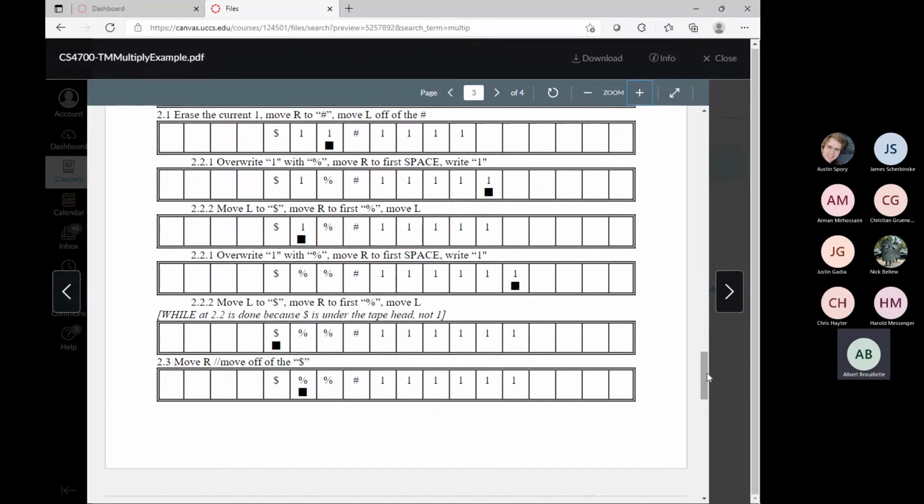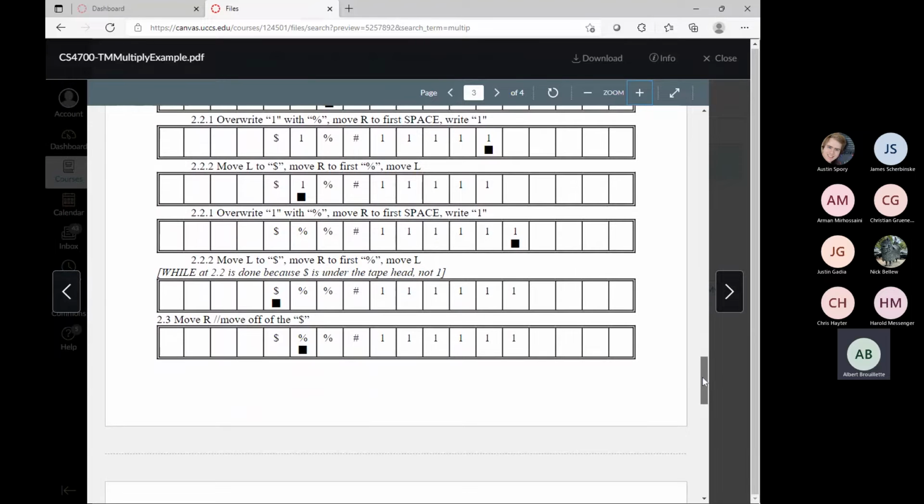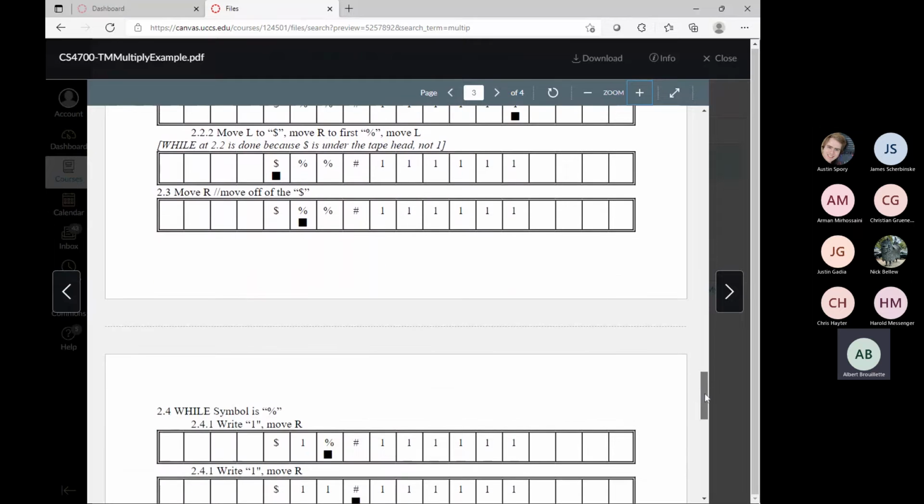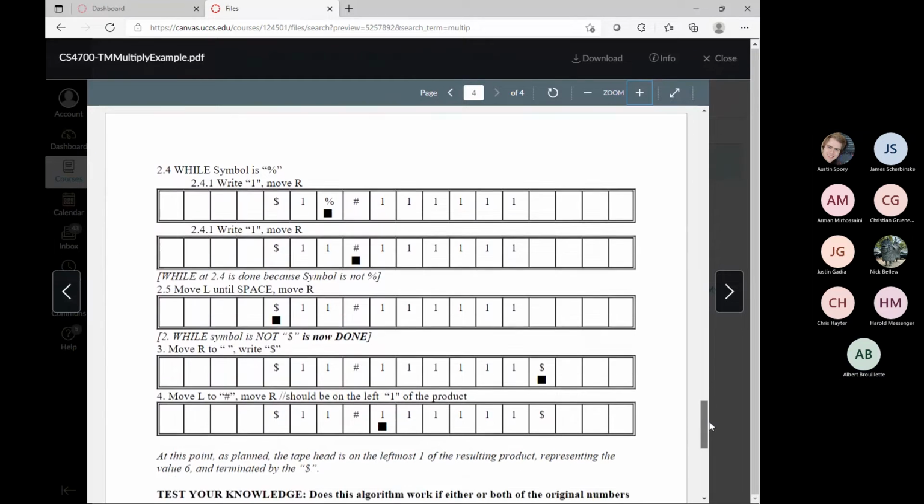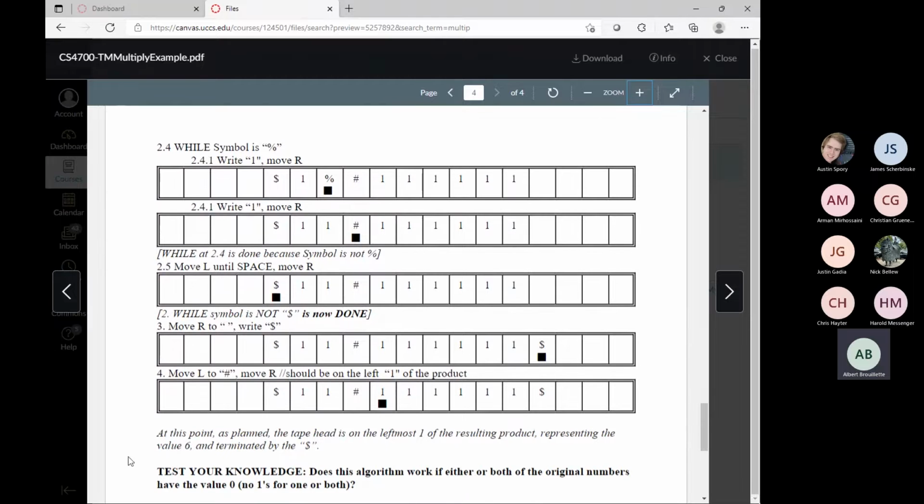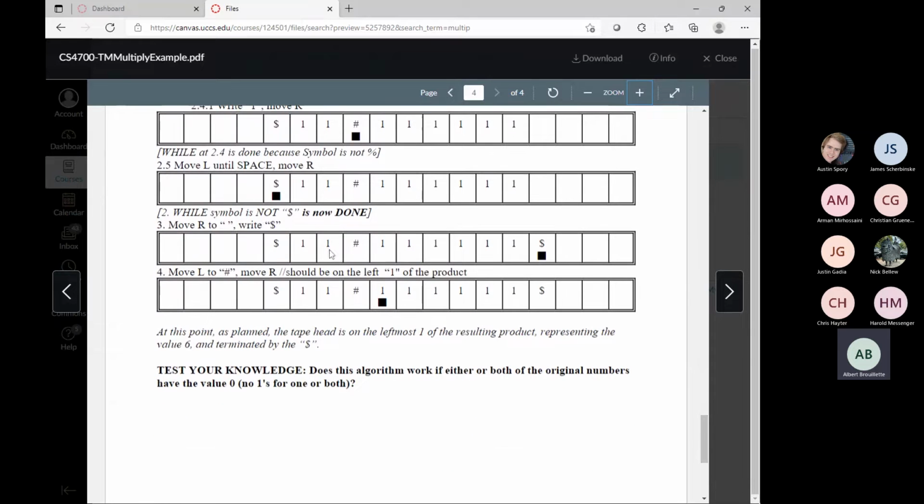It was tedious writing this. When we finally get done, we go all the way to the end, writing the $ at the end, and then backing up to the first one, giving us the product here, 6 ones, as advertised.